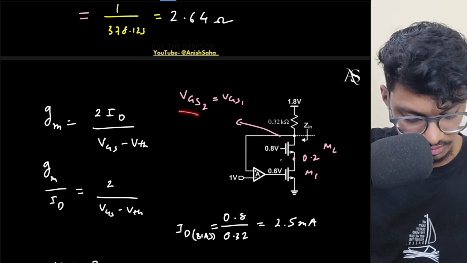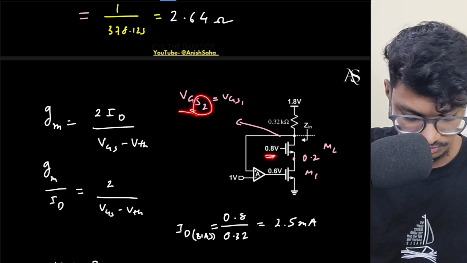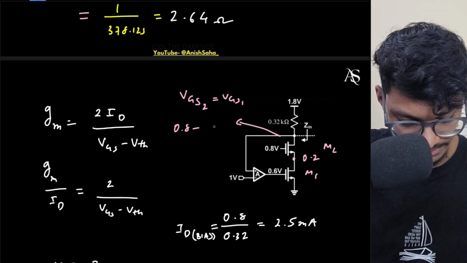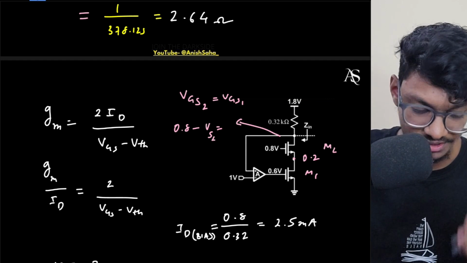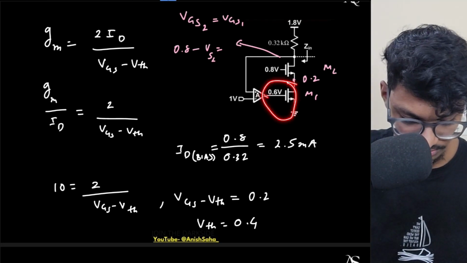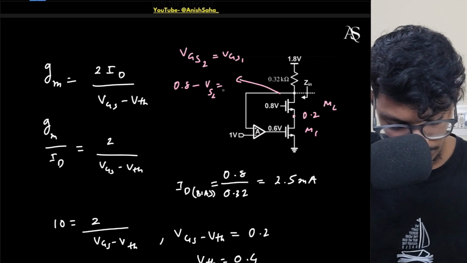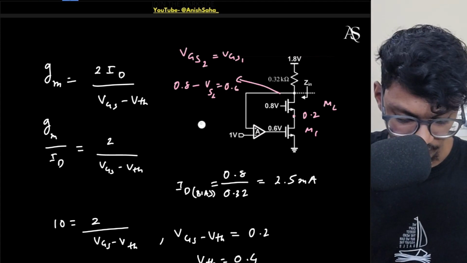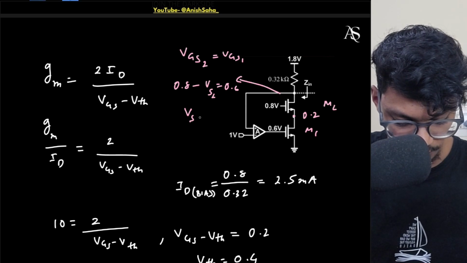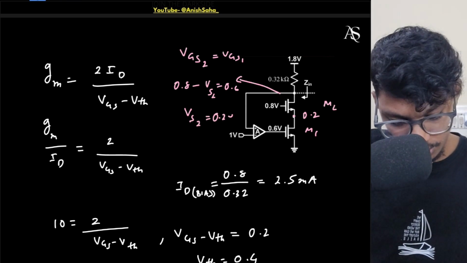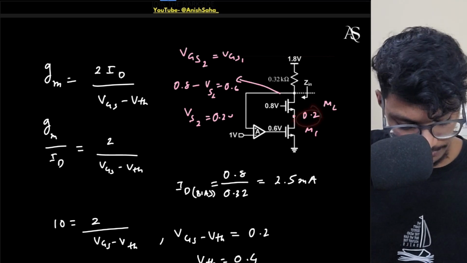So if I just equate, I know the VG of this, I need to find out the VS2. So here it will be 0.8 minus VS2 equals VGS1. What is VGS1? VGS1 already I know is 0.6, right? So from here, like I've already found it out, but still for you, I am just solving it further. VS2 will be simply 0.2 volts. Okay, so this point potential is 0.2 volts.